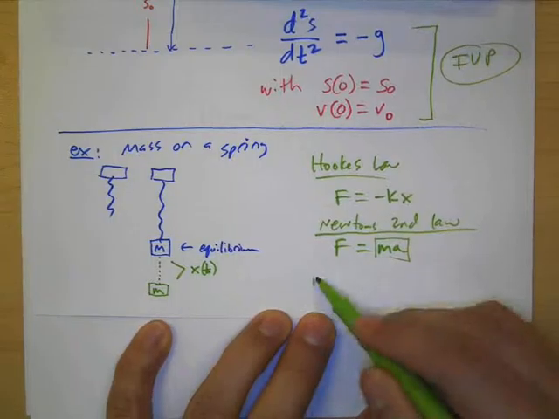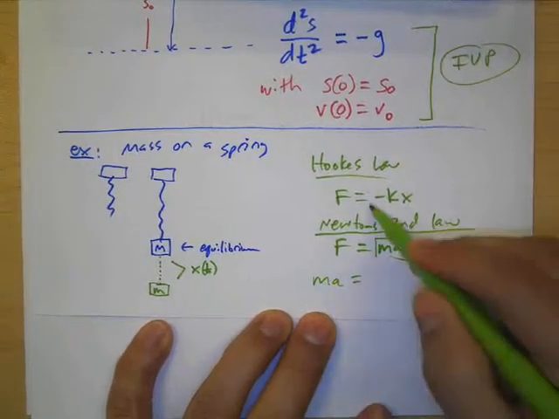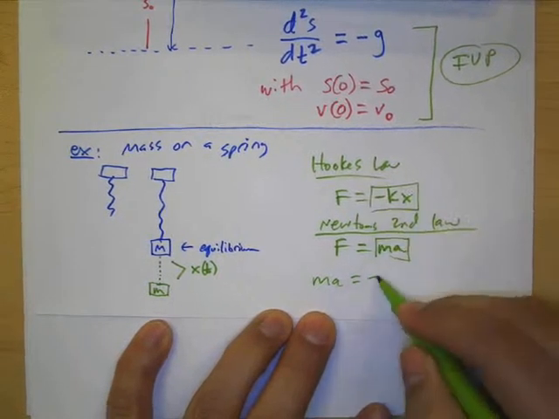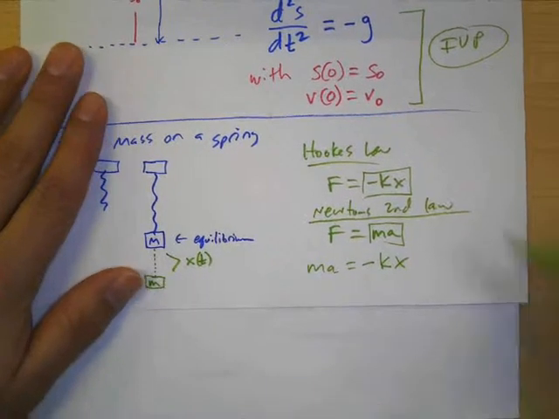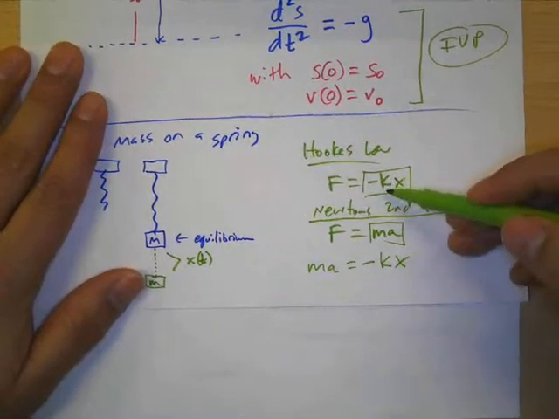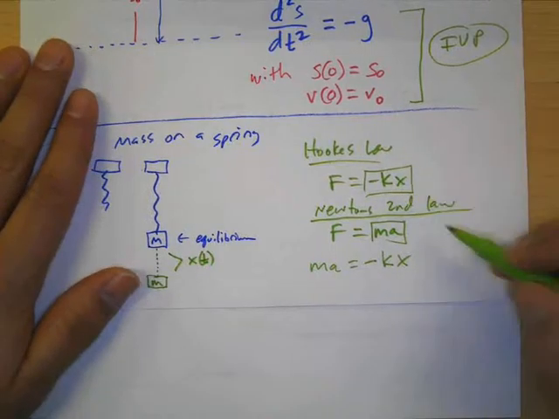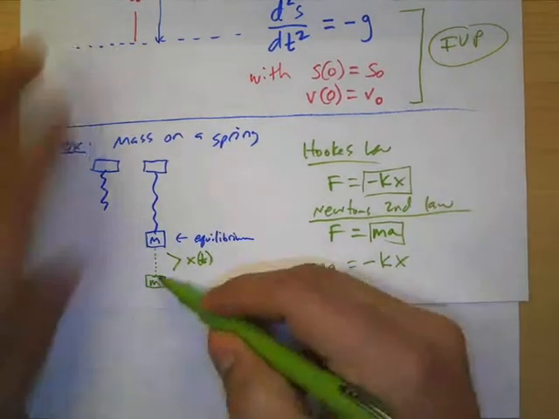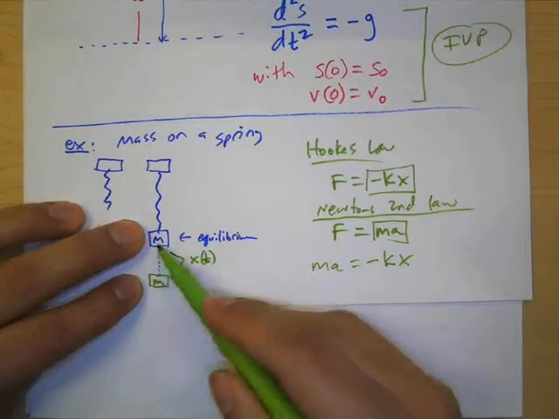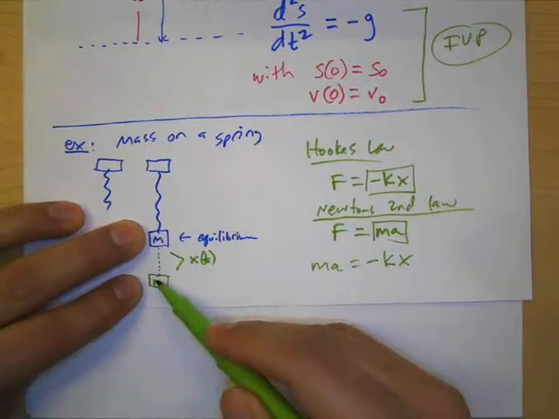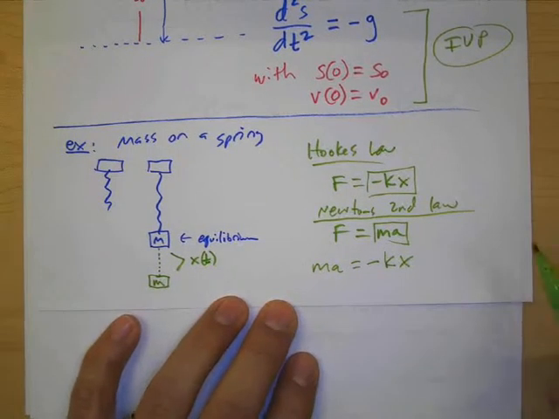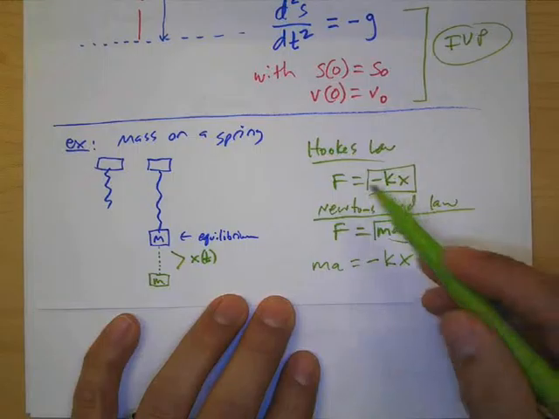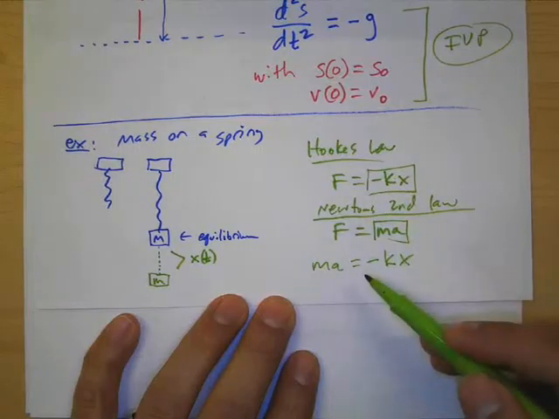MA is going to equal negative kx. What is context? Is K a constant? K is the spring constant from the stretch. And x is the displacement from equilibrium. So x is what's varying depending on the time. And then simply, since both of these give you force, you set them equal to each other.